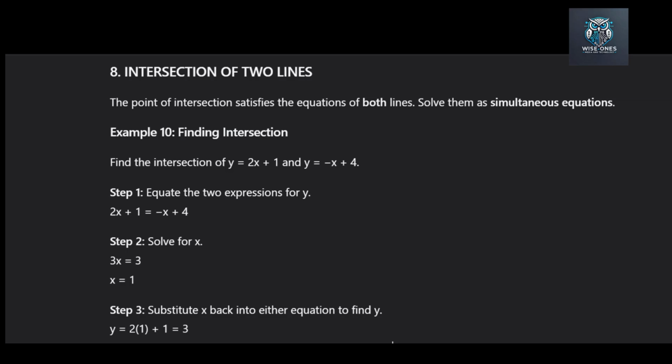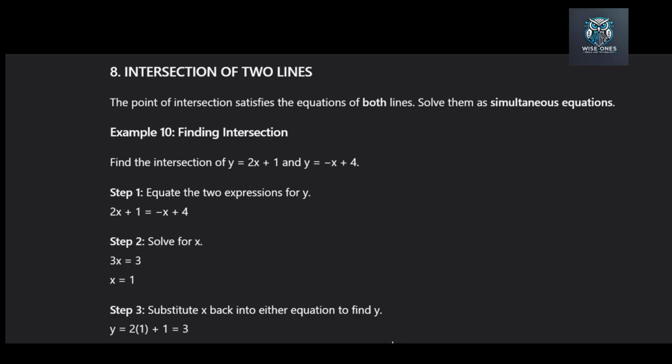Step 1. Equate the two expressions for y. Since both equal y, they equal each other. So 2x plus 1 equals negative x plus 4. Step 2. Solve for x. Add x to both sides. 3x plus 1 equals 4. Subtract 1 from both sides. 3x equals 3. Divide by 3. x equals 1.